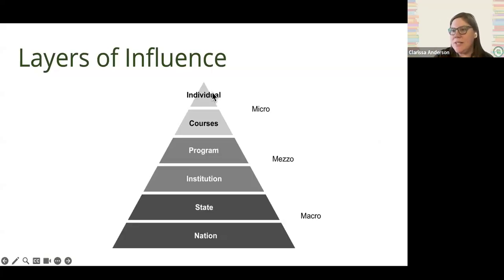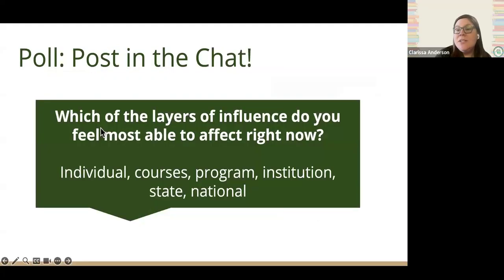As I mentioned, here's the framework that we'll be using as an organizational structure throughout this presentation. We'll start off with the individual and work our way up to the nation as well. So post in the chat: I know we haven't really gone over the layers of influence yet, but what do you feel most comfortable with right now to be able to affect change in, whether that's yourself as an individual, the courses or programs you're working with, the institution you work at, maybe that's Oklahoma through COLE, or our nation as well.